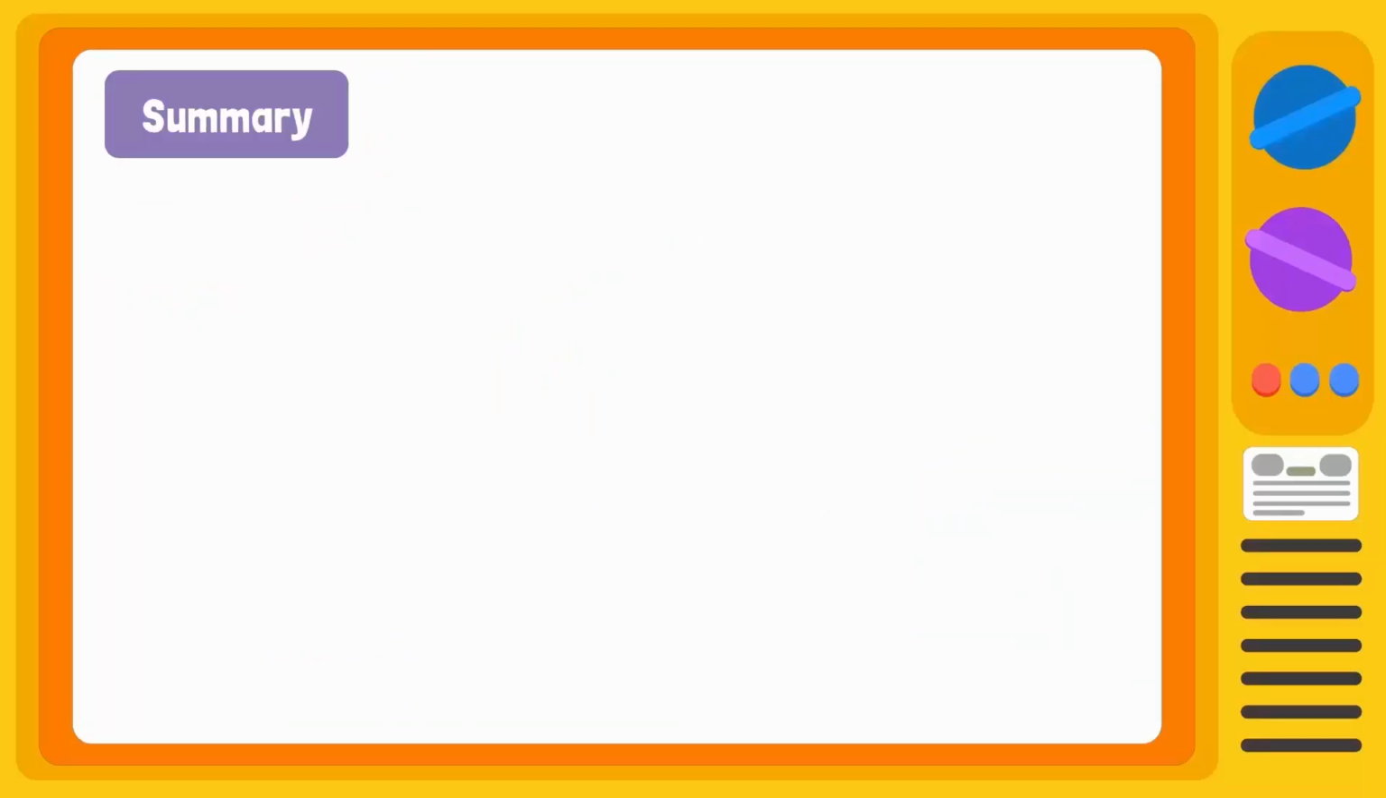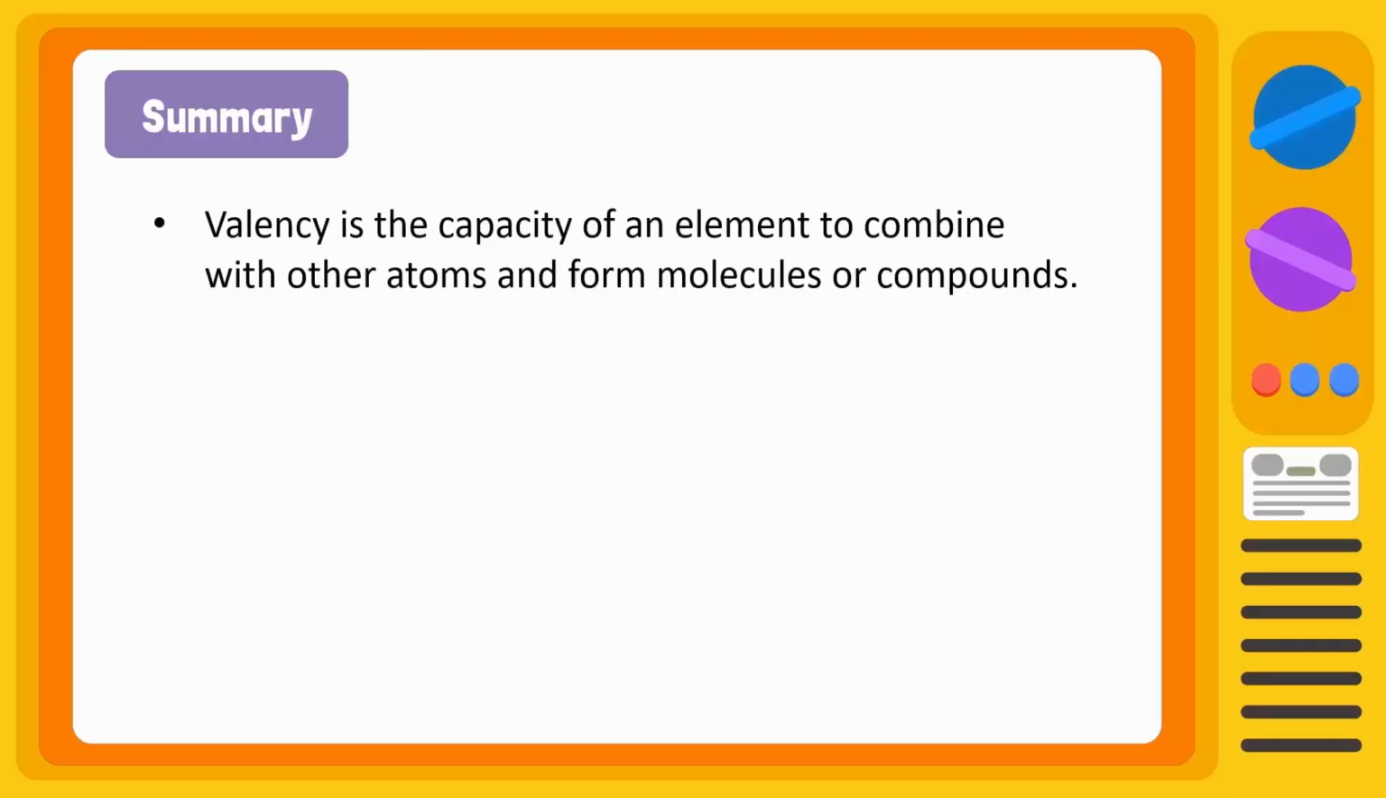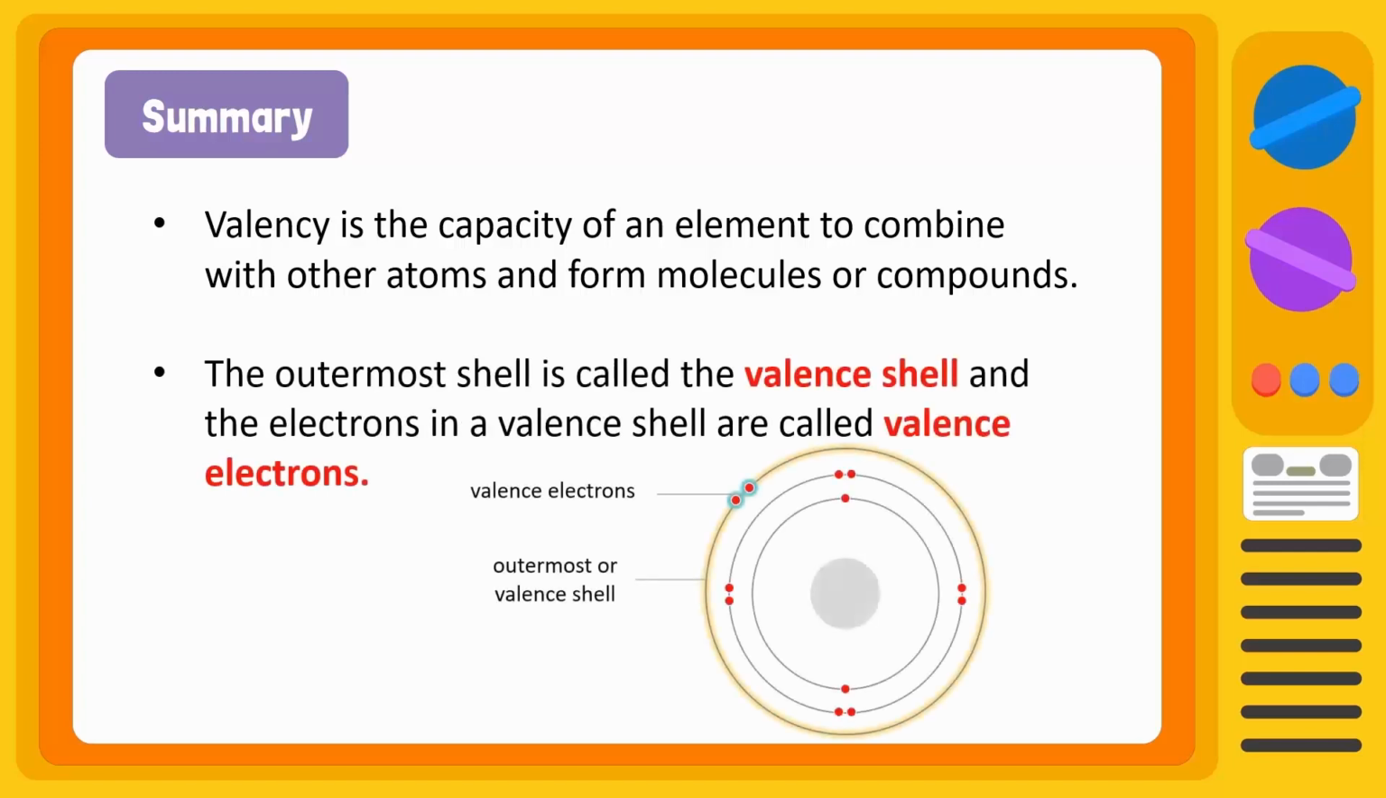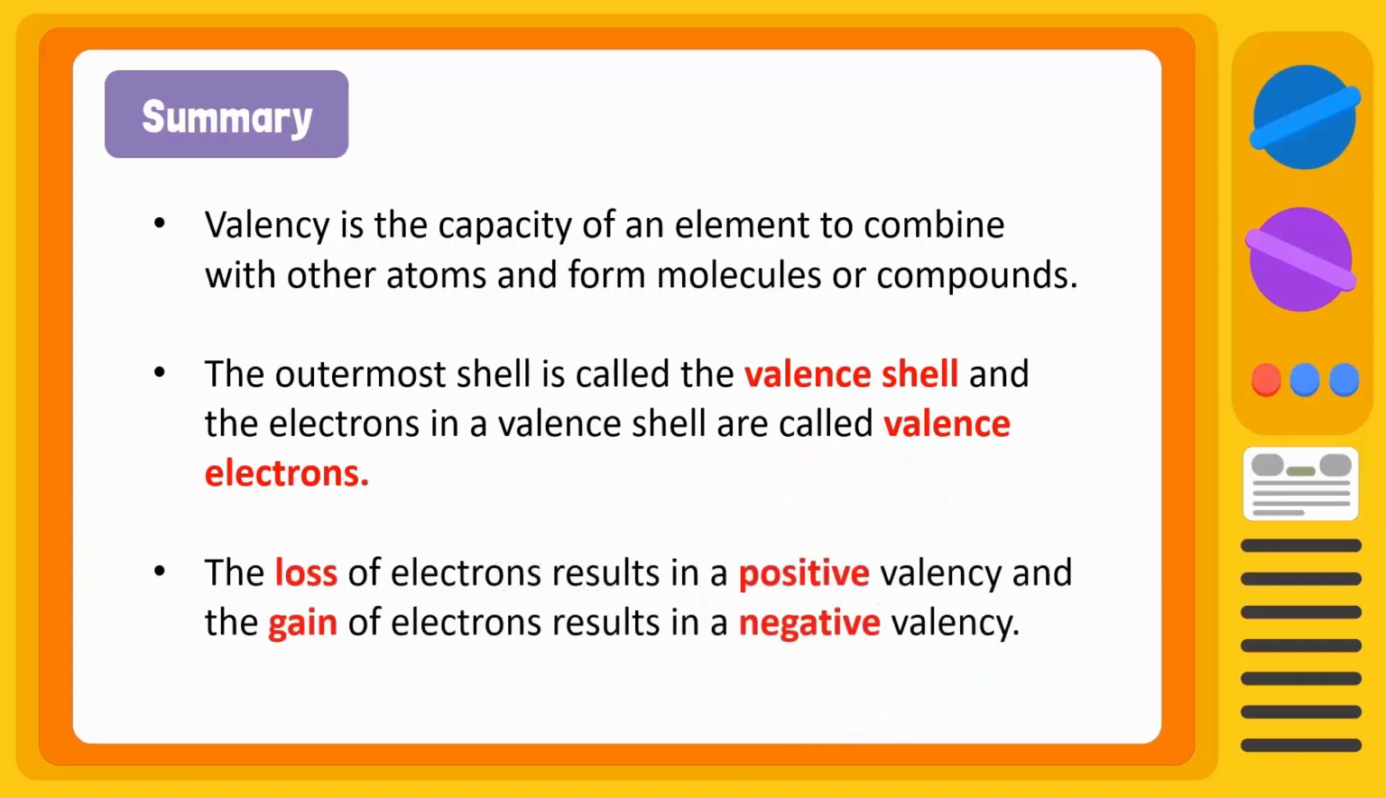Today, we have learned that valency is the capacity of an element to combine with other atoms and form molecules or compounds. The outermost shell is called the valence shell and the electrons in a valence shell are called valence electrons. The loss of electrons results in a positive valency and the gain of electrons results in a negative valency.